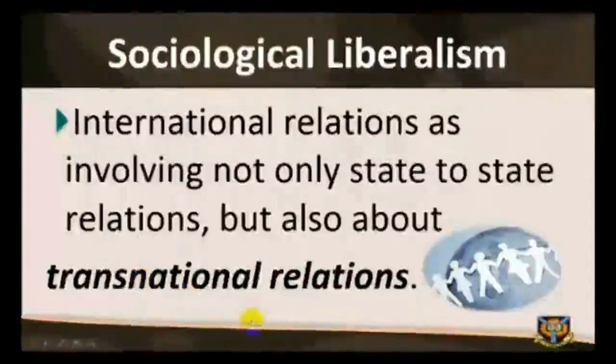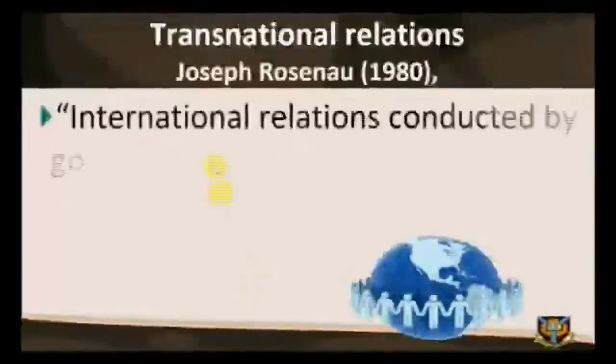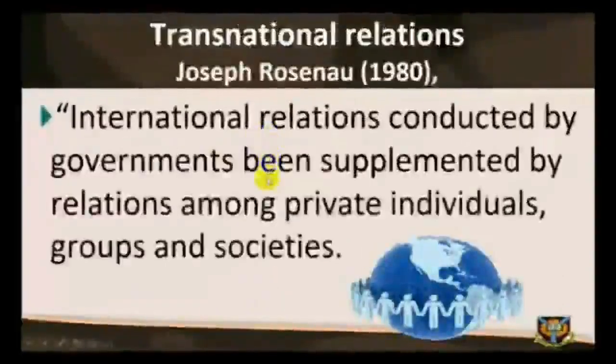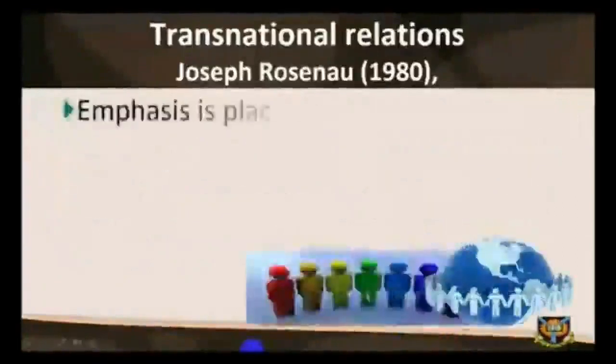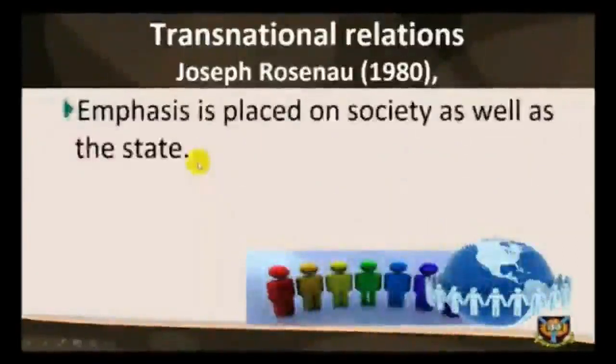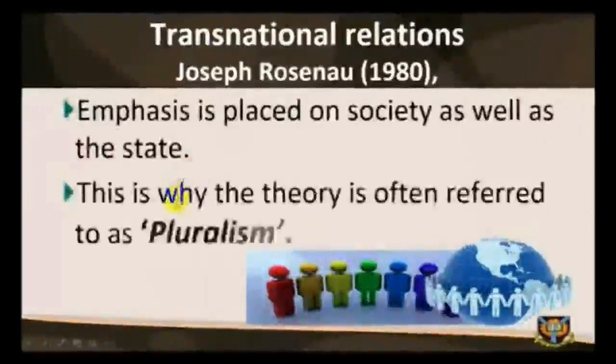Transnational relations, according to Joseph Nye, 1980, are the processes whereby international relations conducted by governments have been supplemented by relations among private individuals, groups, and societies that can and do have important consequences for the course of events. In other words, emphasis is placed on society as well as the state, and on many different types of actors, not just national governments. This is why the theory is often referred to as pluralism.